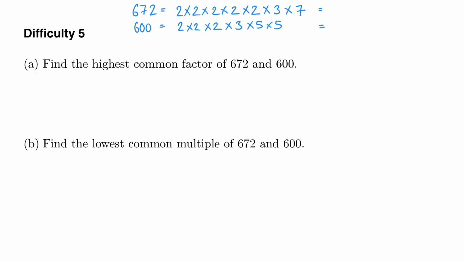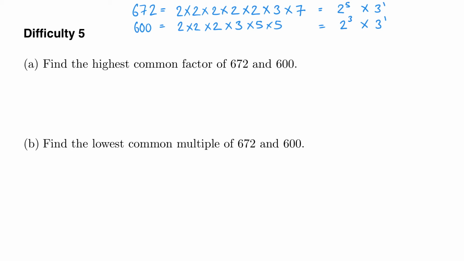So for 672, I've got 2 to the power of 5, and for 600, I've got 2 to the power of 3, and I'm going to write that directly underneath to line up those powers. In 672, I've got a 3 to the power of 1, so I'm going to multiply that by 3 to the power of 1. In 600, I've also got a 3 to the power of 1. And notice I've lined up the 3's.